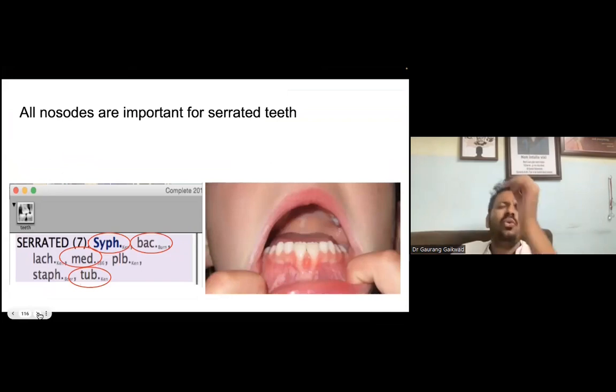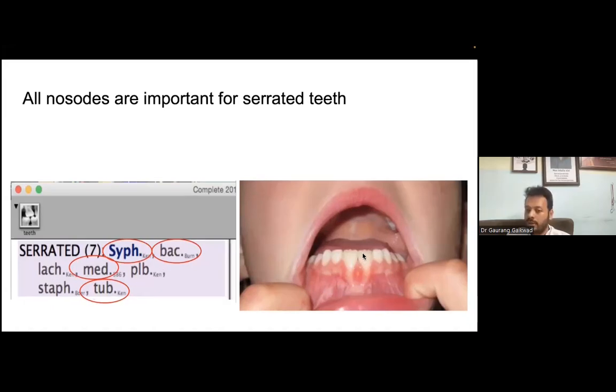One of the most important things I want to tell you is about the teeth. When I look at the teeth of a child, I have specially clicked a picture for you. I want you to see these teeth and remember them forever in your life. When you see such serrations in the teeth of a child, this is a very important indication that the child may require a nosode.